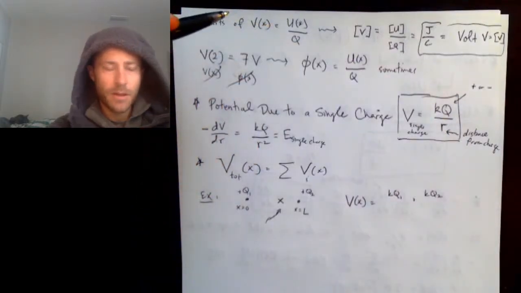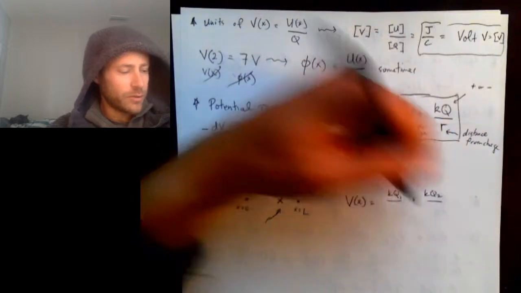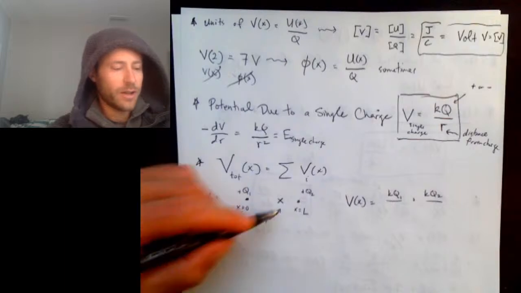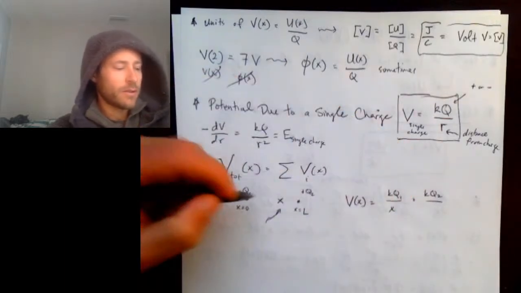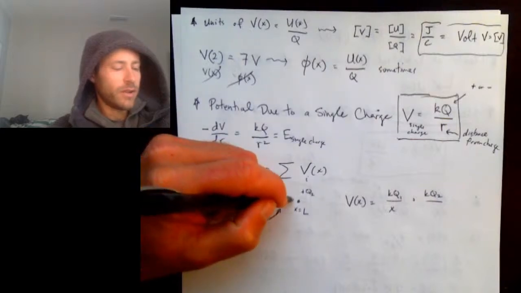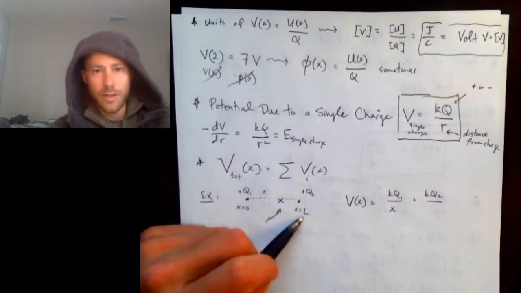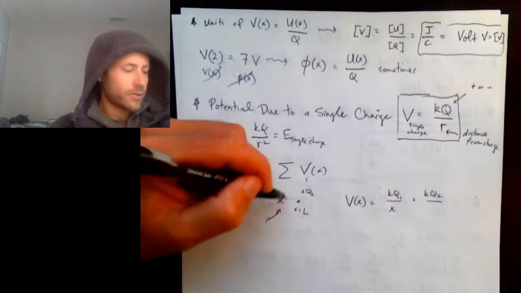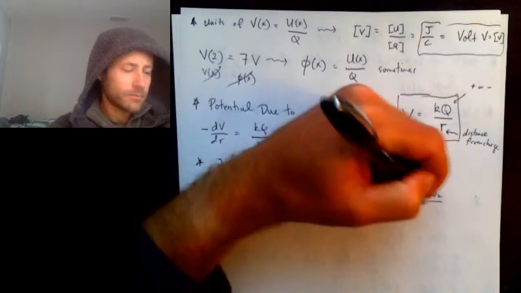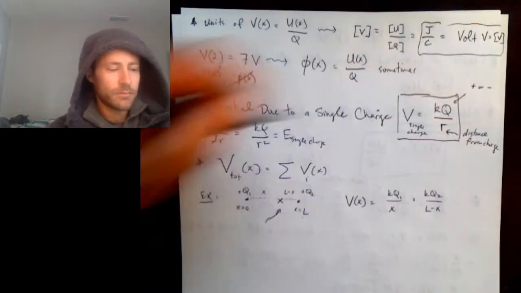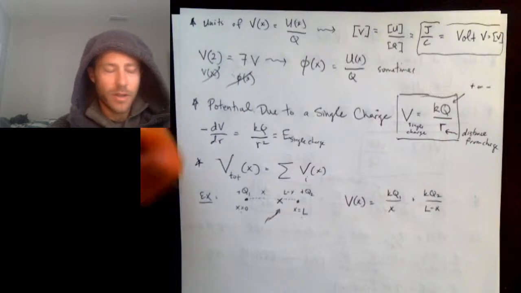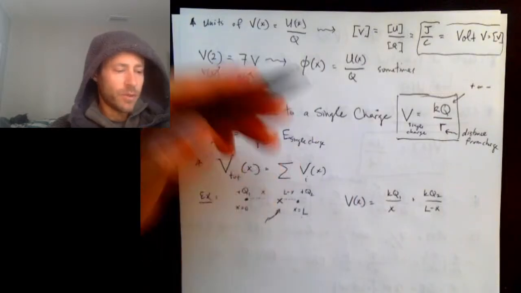All right. So let's figure out what are these distances. Well, the distance from here to here between 0 and x is just x. So this distance right here is x. This distance right here is the rest of the distance to x equals L. So that's going to be L minus x. So that would be the potential at a random location.